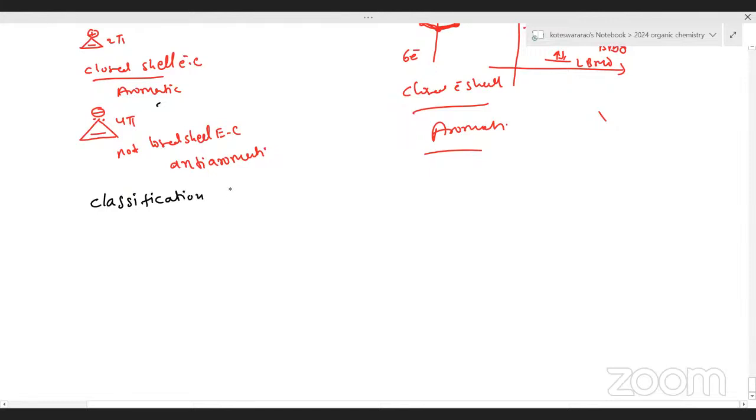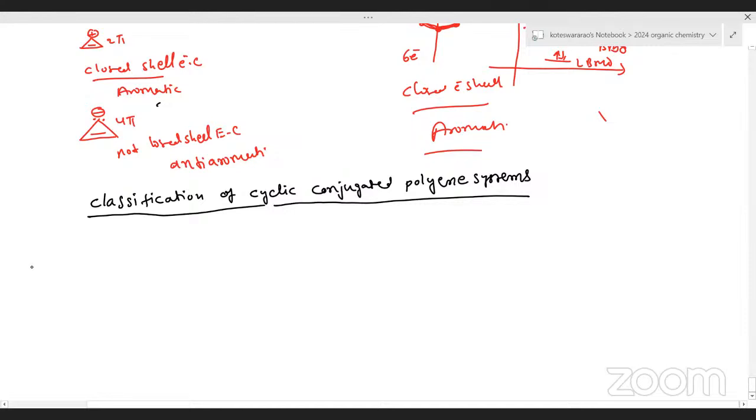Classification of cyclic conjugated polyene systems. Right. Here, these cyclic conjugated polyene systems are classified into two types. One is benzenoid and non-benzenoid.